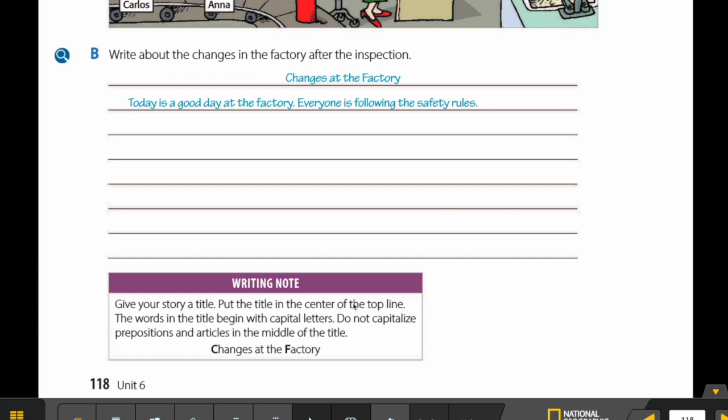Okay, so something here about the title. It should be centered. Okay, like changes at the factory, centered. Just capitalize the main words in the title. Do not capitalize prepositions and articles, just the main words like changes and factory. Okay.